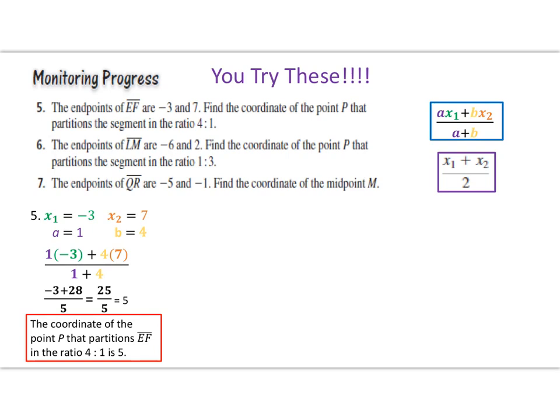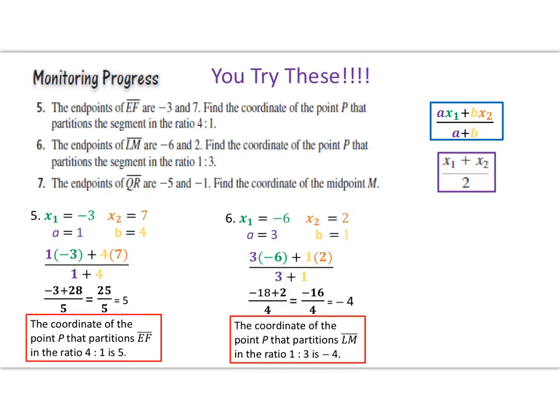Alright, for number 5, you should have gotten that the coordinate of the point P that partitions segment EF in the ratio of 4 to 1 is 5. So pause the video here if you did not get 5 to compare your work to my work and see if you can identify your error.